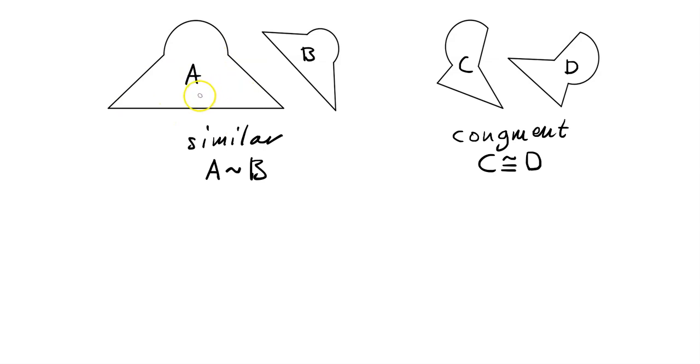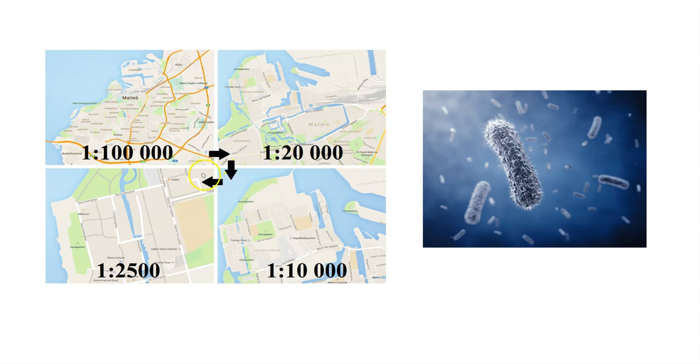Or if you have a figure, then you enlarge it or make it smaller, then you can make a similar figure. For example, if you have a map, then the map is similar to the reality. So if you have a map that is similar to the reality, it has the same shape, but not, of course, necessarily the same size. And if you have an enlargement of something, for example, bacteria, then this figure is similar to reality.